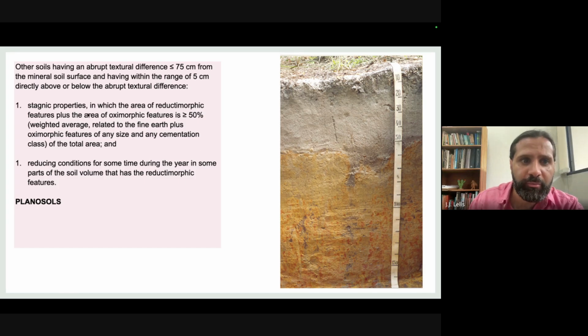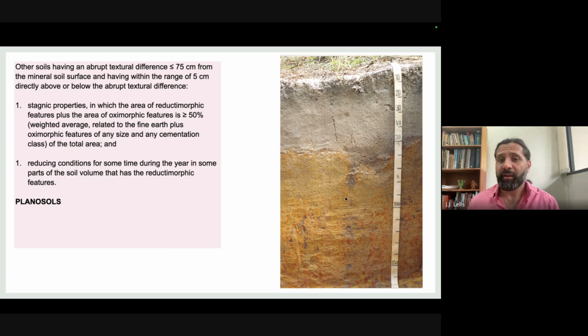And I also must register stagnic properties, in which the area of reductomorphic features plus the area of oxymorphic features is equal to or higher than half of this volume, okay? So I must register this kind of colors, like reddish colors or grayish colors, okay? I can register both. These stagnic properties come from the low permeability of this argic horizon.